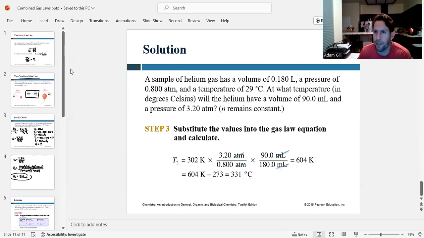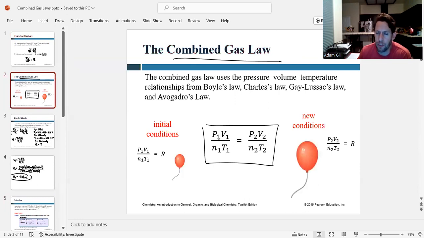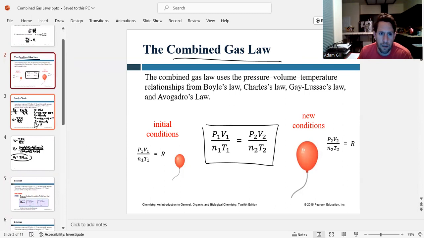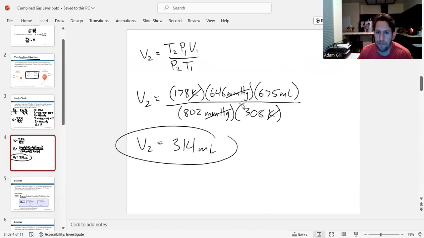Okay. So to recap this video, the combined gas law, pressure 1 times volume 1 over N1 times T1 equals P2 V2 over N2 T2. If anything is constant and doesn't change, you can eliminate that variable from both sides. Make sure your units are matching. You have to be in Kelvin. Your volume units have to be the same. Your pressure units have to be the same. Do some algebra to isolate the variable you're solving for. Plug in all your numbers. Make sure your units cancel and get your final answer.